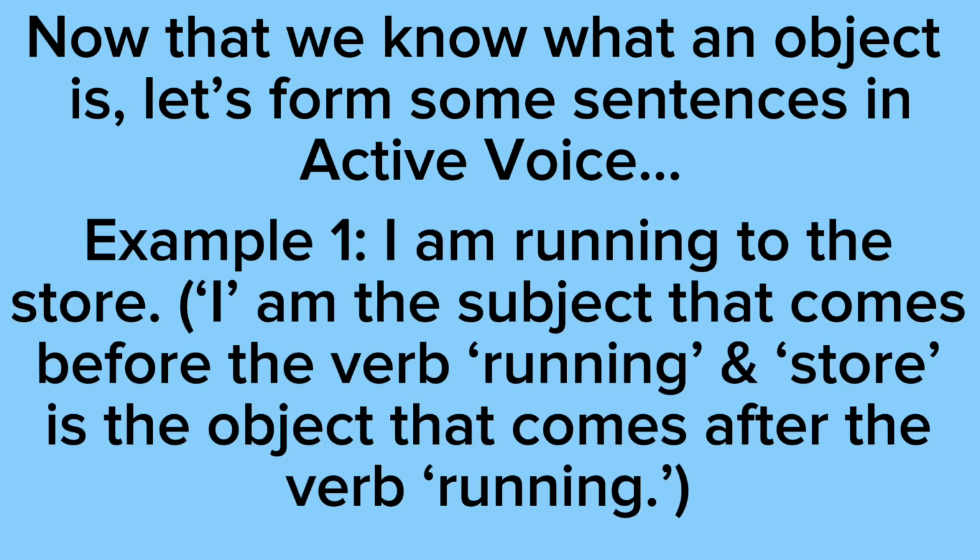So our first example says, I am running to the store. I am the subject that comes before the verb running, and store is the object that comes after the verb running. Another way of knowing when a sentence is an active voice is just looking at the sentence and being able to tell that it's written in a simple form. It's easy for you to understand. I feel like passive voice is more tricky and it takes more effort.